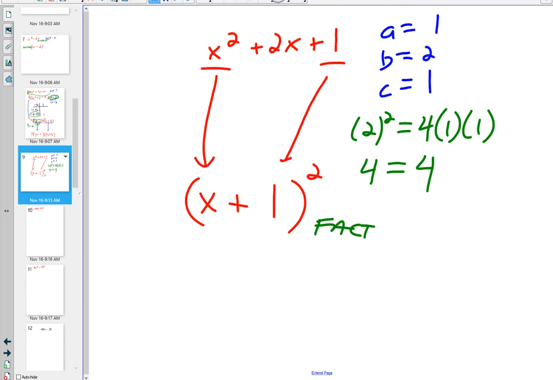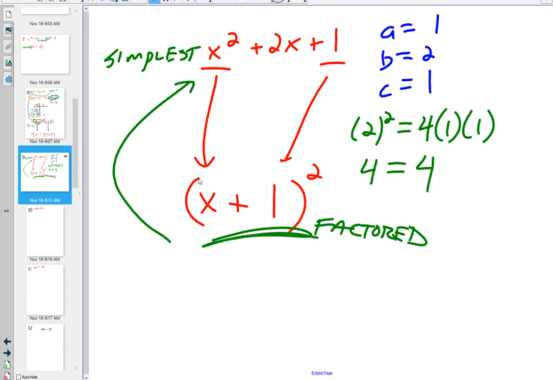Factored form. The polynomial, simplest form of the polynomial, also known as standard form. When you go home this weekend and you're bored because you've already finished your assignment and have nothing else to do, take this, change it to multiplication and FOIL it. You're going to end up with that.